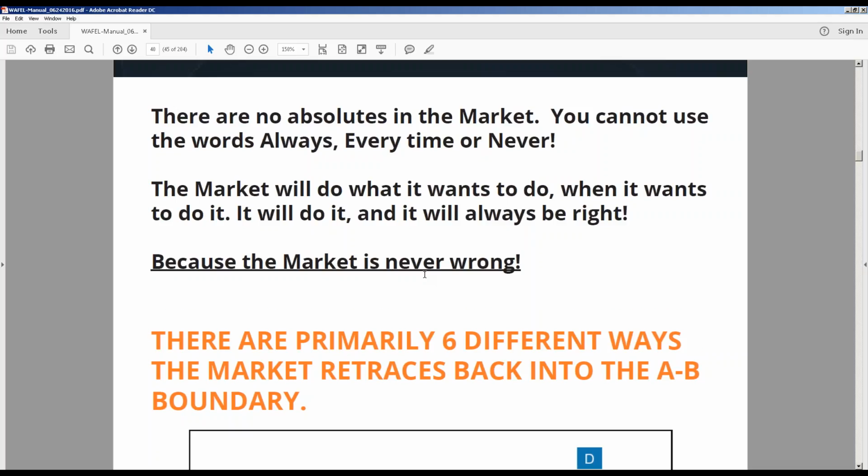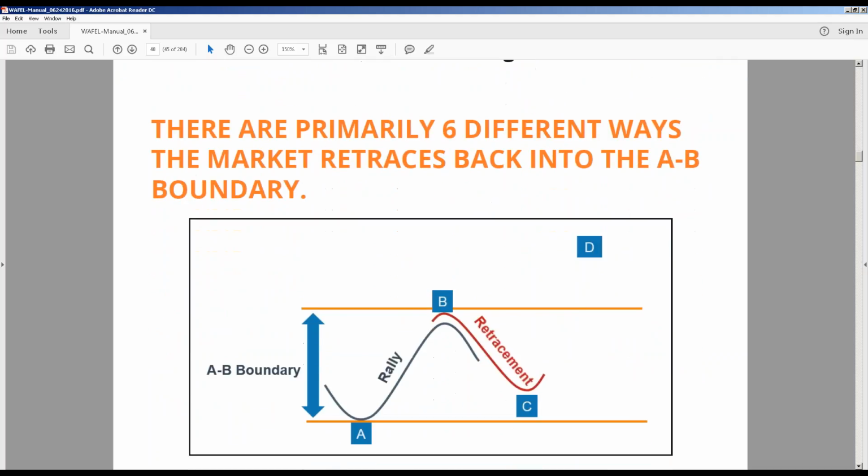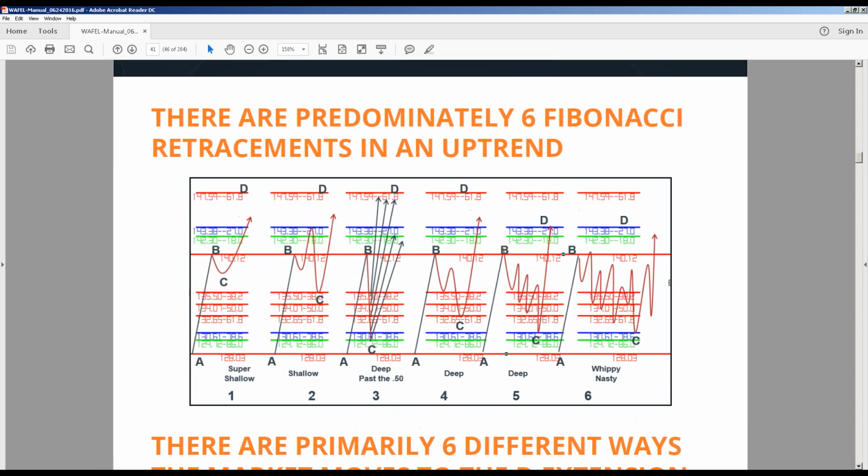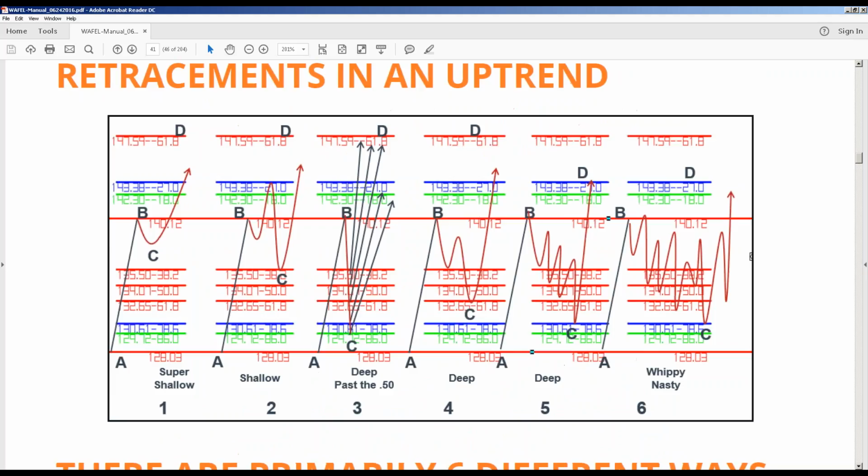Now, there are primarily 6 different ways the market retraces back into the AB boundary. So there you have your AB boundary, A and B. Then the market retraces to give you a C, and then after that moves to the D. But there's 6 different ways how the market could retrace back inside the AB boundary.